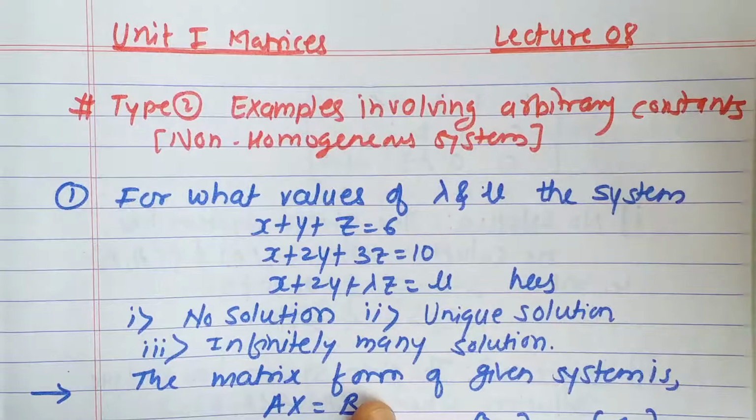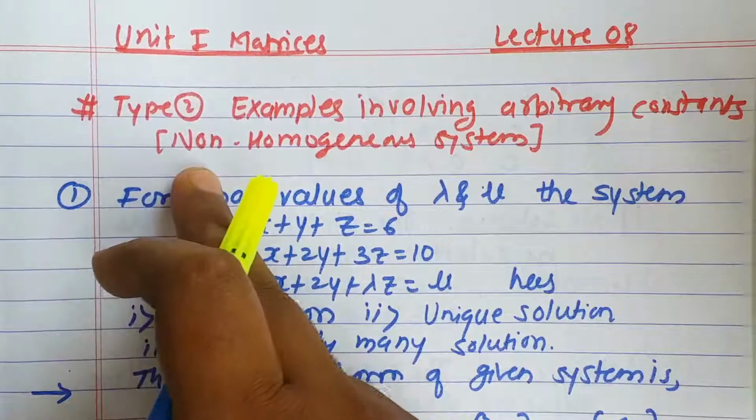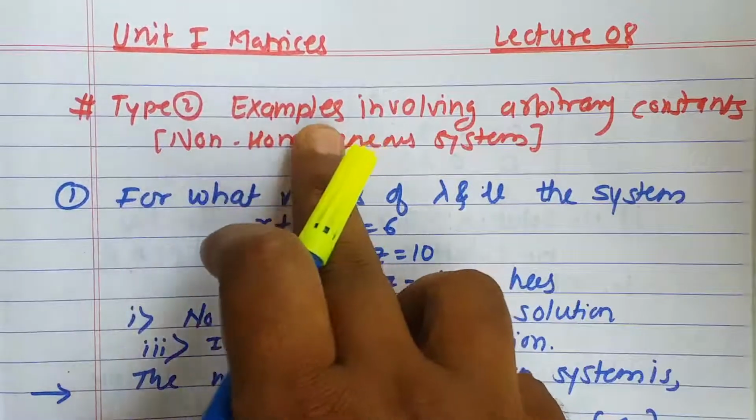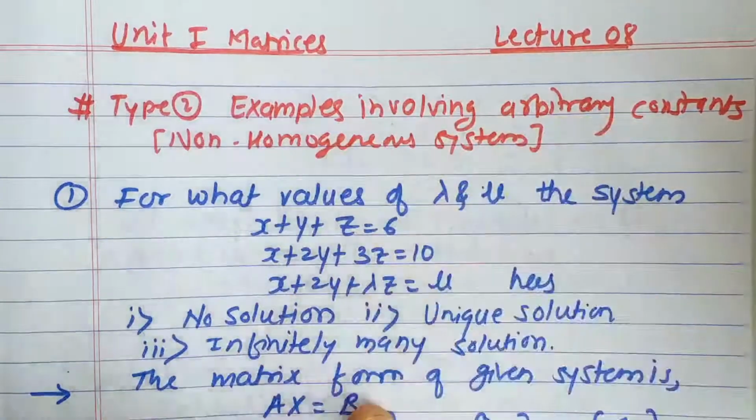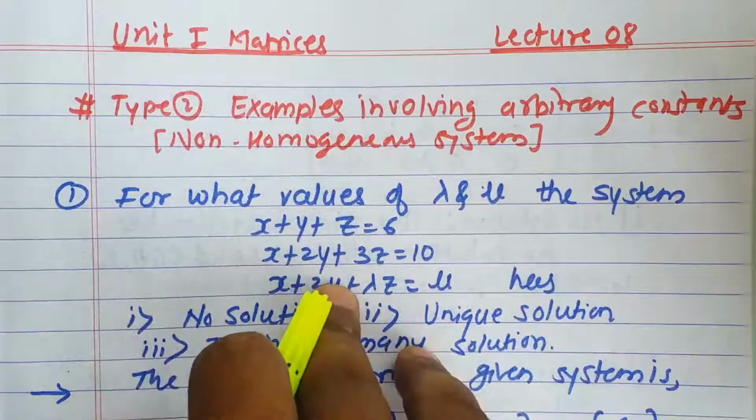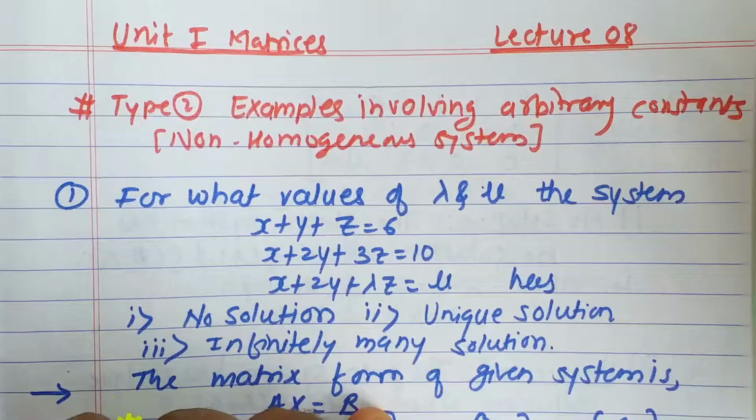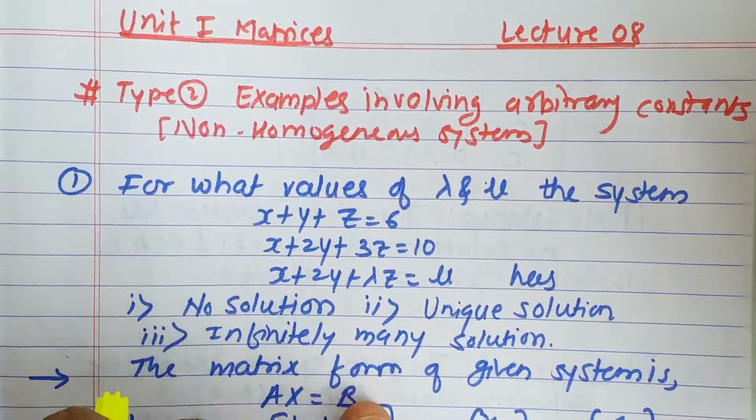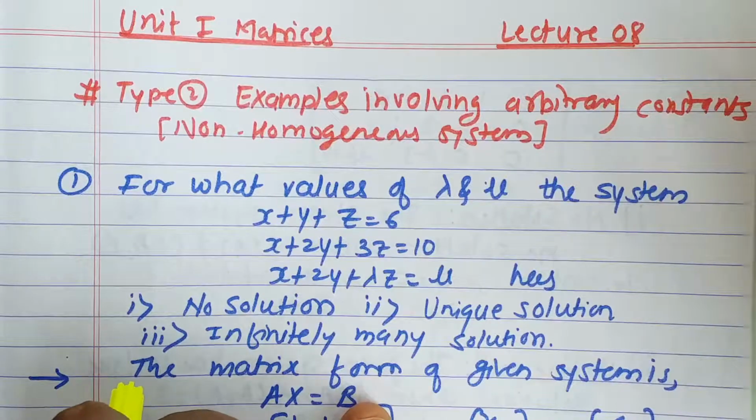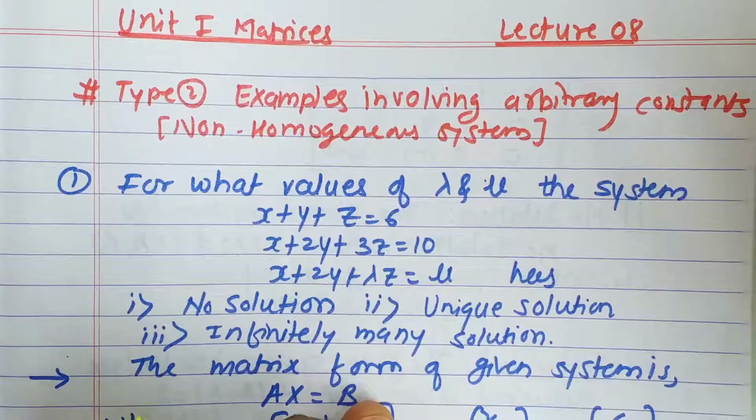In this lecture, we'll do the examples of non-homogeneous system of type 2, that is, the examples involving arbitrary constants. In this type of problem, the given system of linear equations will involve some arbitrary constants, and we need to obtain some conditions on the arbitrary constants for the types of solution, like no solution, infinitely many solutions, unique solution, like that. So this type of problem may also be asked on the non-homogeneous system.